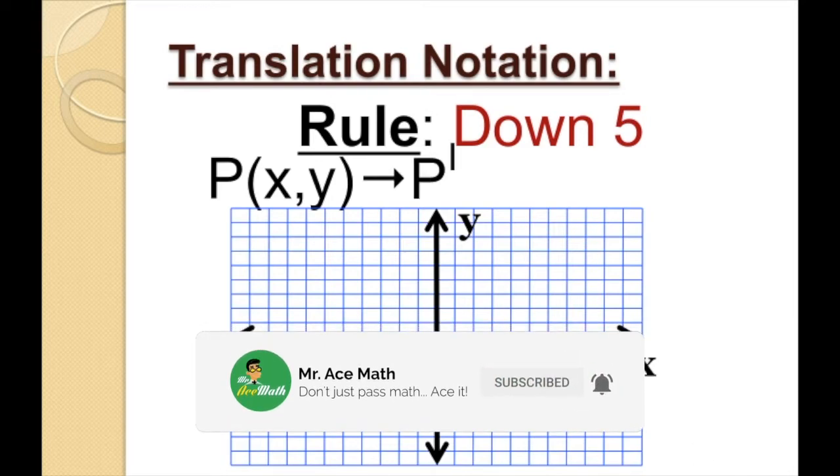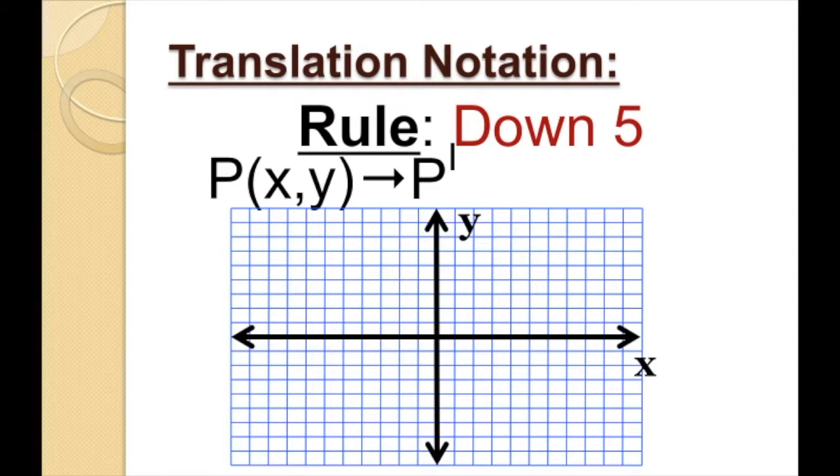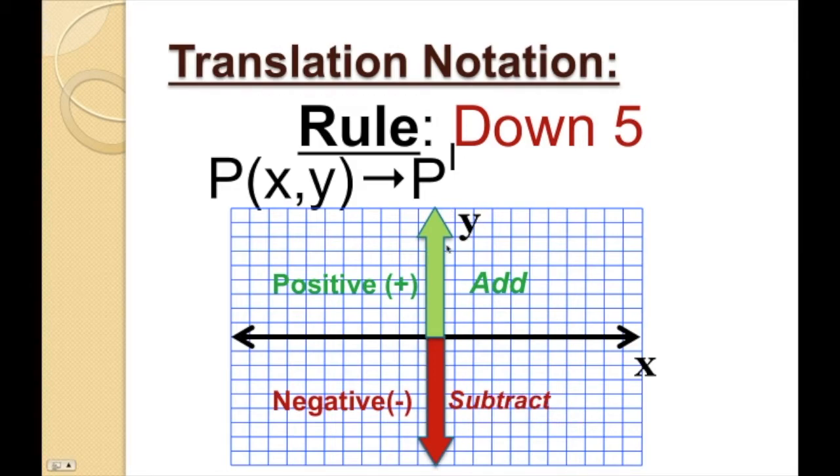So how is that going to change our p prime? Our y value is going to change in such a way that we're going to add if we go up, because that's where the positive values are, and we're going to subtract if we go down, because that's where our negative values are. That's where the values get more negative. So in our example here where we go down 5, how does that affect our coordinates here, x and y? Well, our x stays the same, but our y is going to be minus 5 because we're going down by 5. Let's use actual numbers.